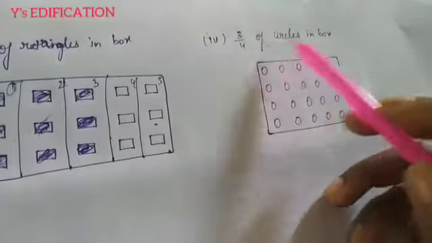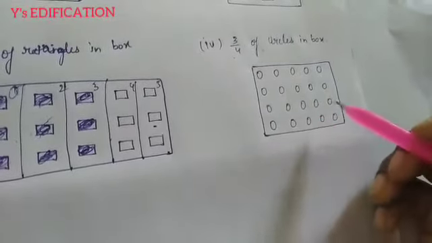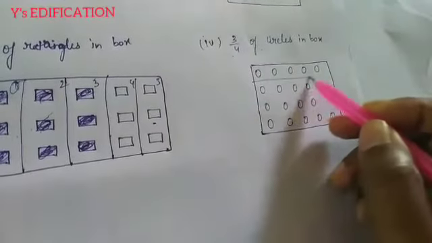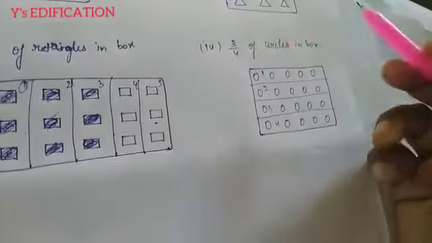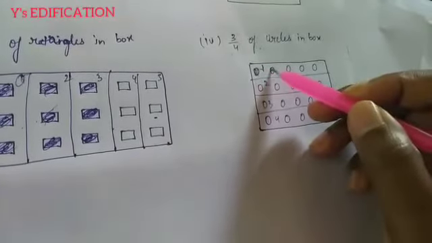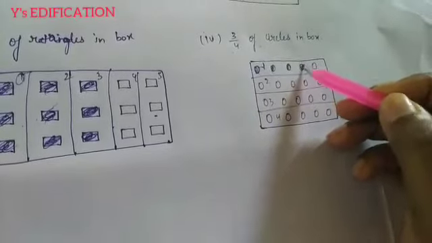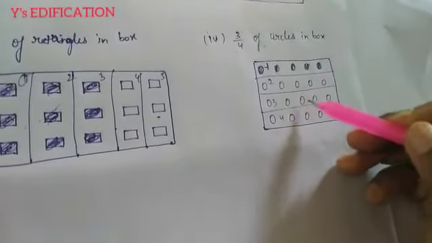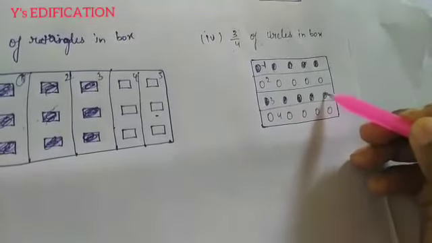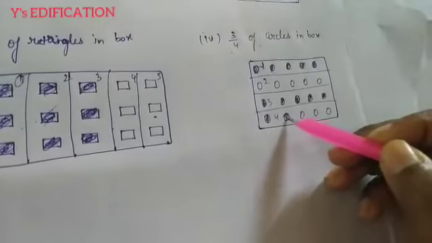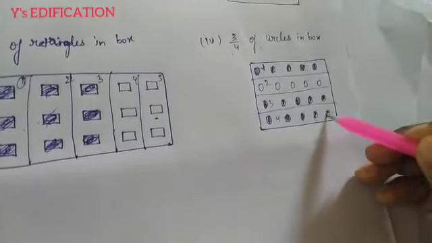Next one. 3 by 4 of circles in the box. So I have to divide this into 4 equal parts. 1, 2, 3, 4. Okay. 1, 2, 3, 4. I have to shade 3 parts among these 4. 1 part is shaded. Okay. No need to shade regularly, continuously. We can skip any one. Okay. So this time I'm going to skip the second one. Okay. So I have shaded 3 parts among the 4.